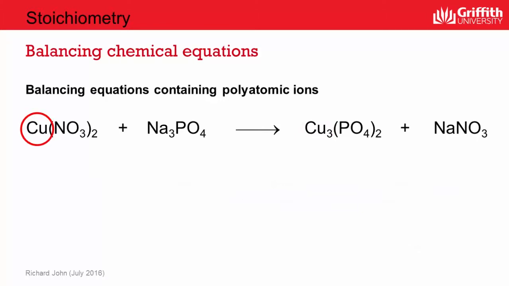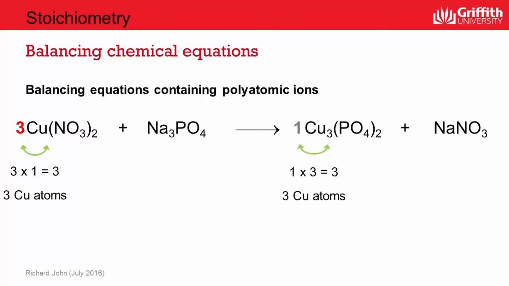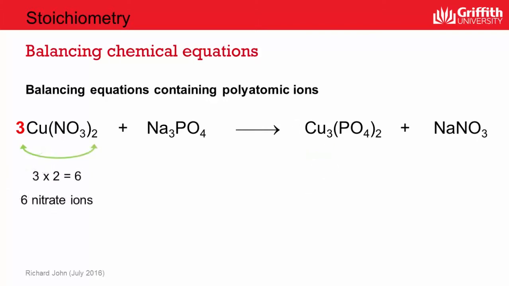We've got 1 on the left hand side, so I need to get 3. The way I do that is to put a big 3 out the front of the copper(II) nitrate formula, and that gives me 3 times the 1 copper atoms on the left hand side, which matches my 1 times the 3 copper atoms on the right hand side. What it's also done, though, putting the 3 out the front of the copper(II) nitrate, is give me a total of 3 times 2, which is 6 nitrate ions. Originally there were 2 nitrate ions, and then I put the big 3 out the front, so now that gives me 6 nitrate ions on the left hand side.